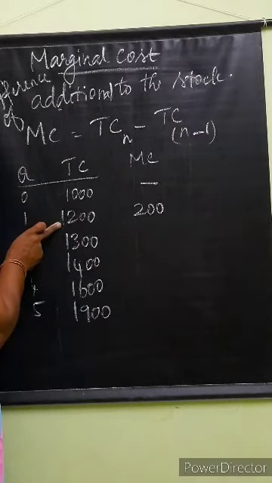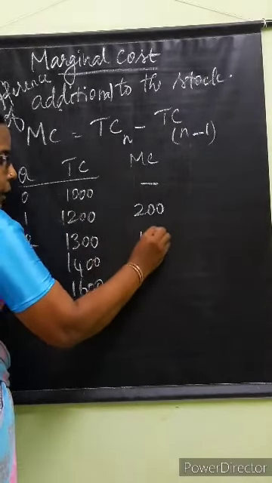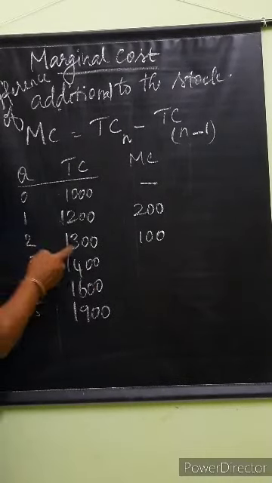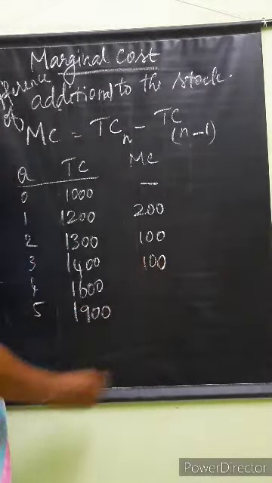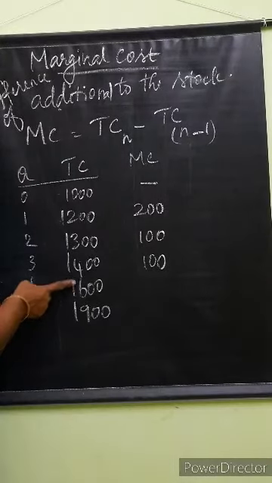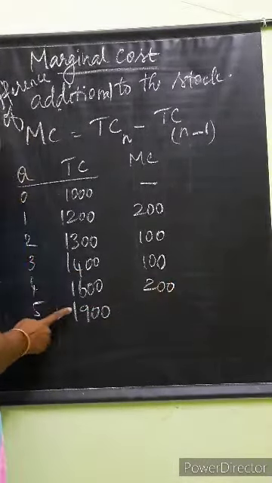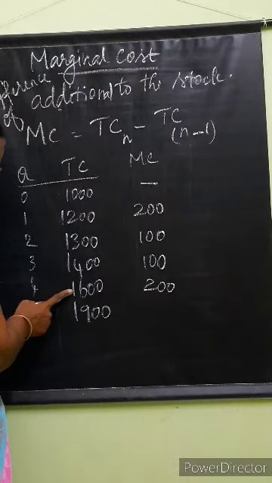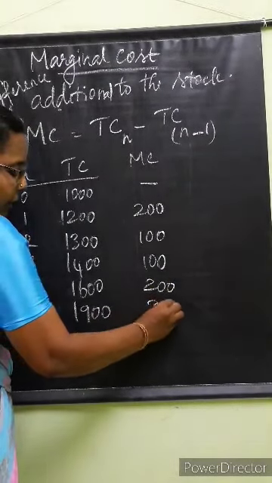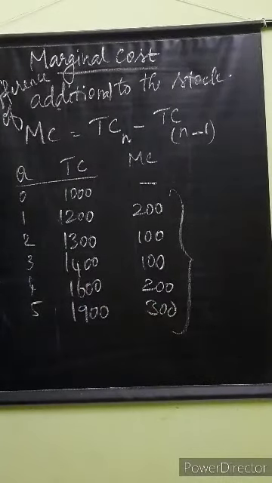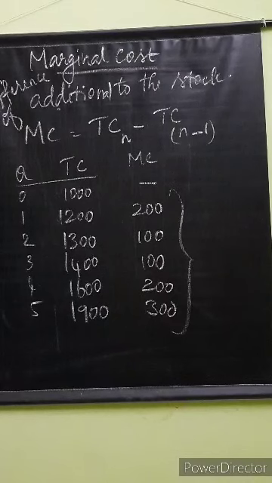1300 minus 1200, 100. 1400 minus 1300, 100. 1600 minus 1400, 200. 1900 minus 1600, 300. So this is marginal cost. Do you understand how to calculate the marginal cost? Marginal cost is nothing but the addition made to the stock.